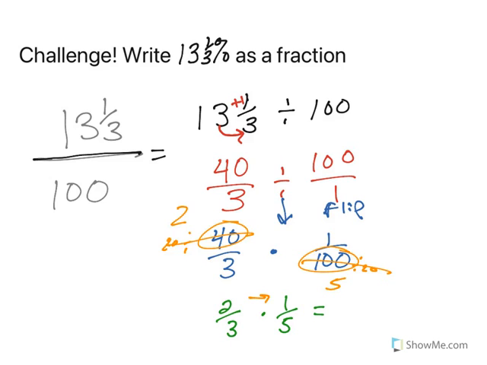Now I multiply straight across, and I get 2 times 1 is 2. 3 times 5 is 15. So 2/15 is the same as 13 1/3%. Way to go with that challenge problem.